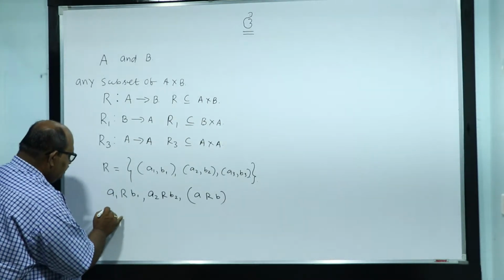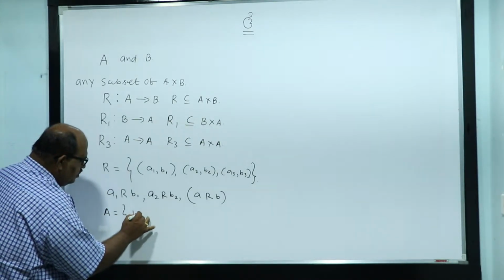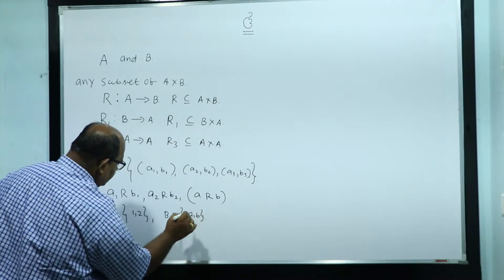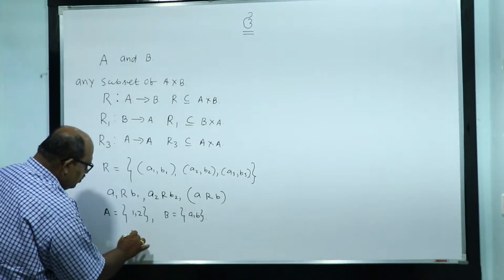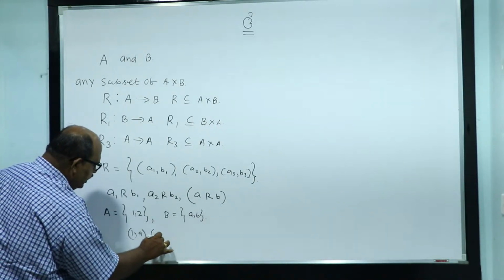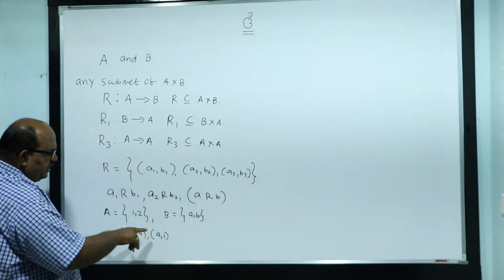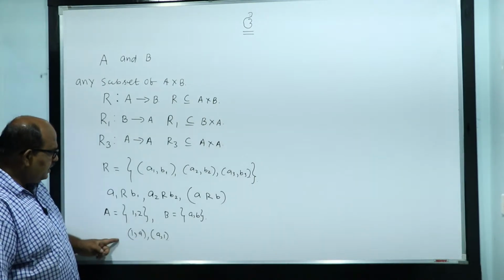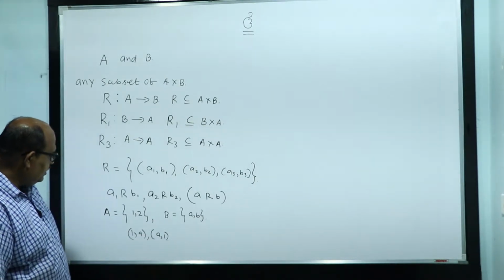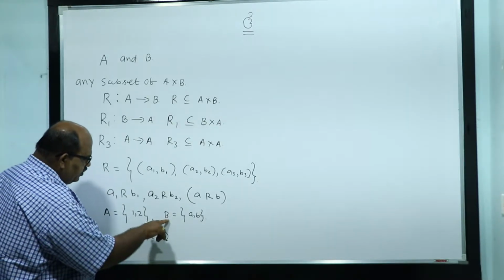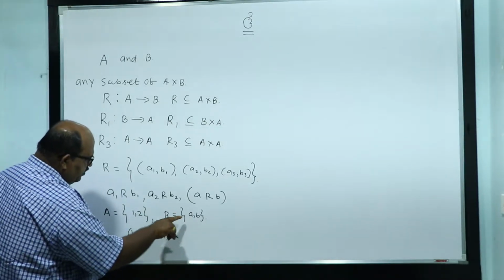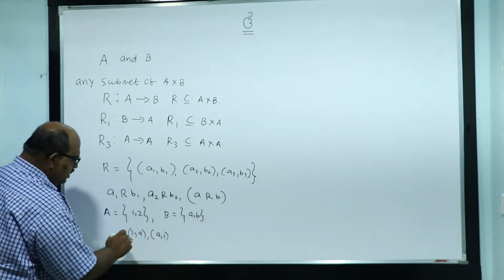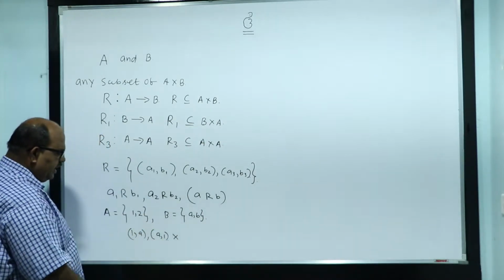Now look at a small question. Let set A = {1, 2} and B = {a, b}. Let us write a set {(1, a), (a, 1)}. Is this a relation from A to B? Look at (1, a), (a, 1). No, because A × B will contain (1, a) but does not contain (a, 1). So this is not a subset of A × B, so this is not a relation from A to B.